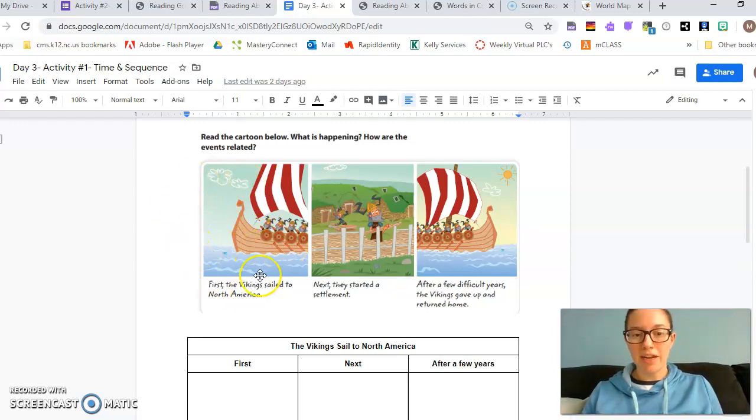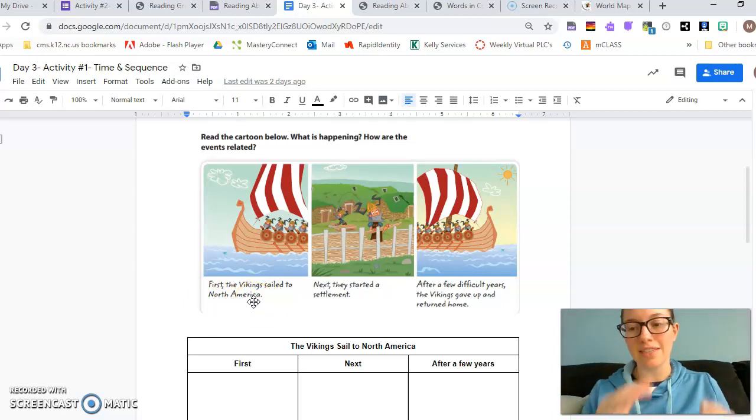So looking at the picture here, I see a picture of a boat and some people sailing on a boat. And underneath the first box says, first, the Vikings sailed to North America. First is one of those signal words that tells me about time and sequence. So this is the first thing that happened. So the Vikings sailed to North America.